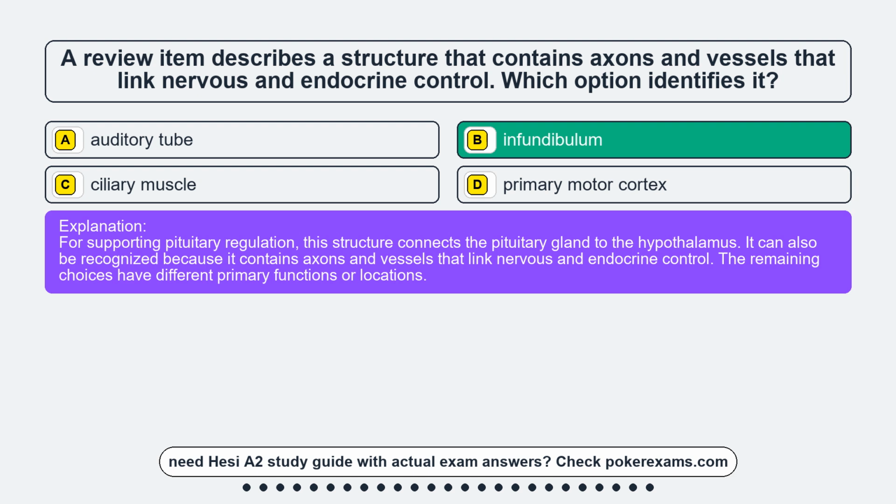For supporting pituitary regulation, this structure connects the pituitary gland to the hypothalamus. It can also be recognized because it contains axons and vessels that link nervous and endocrine control. The remaining choices have different primary functions or locations.